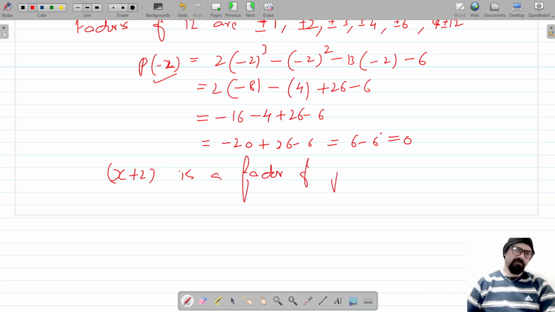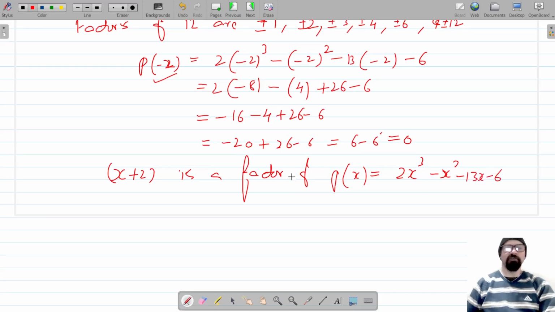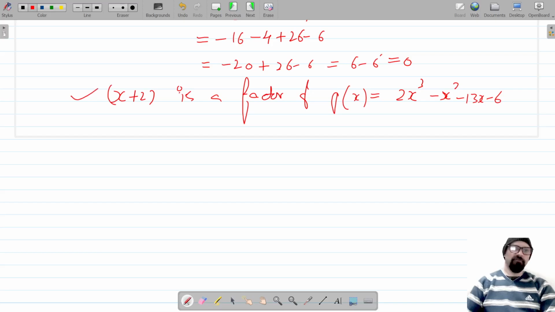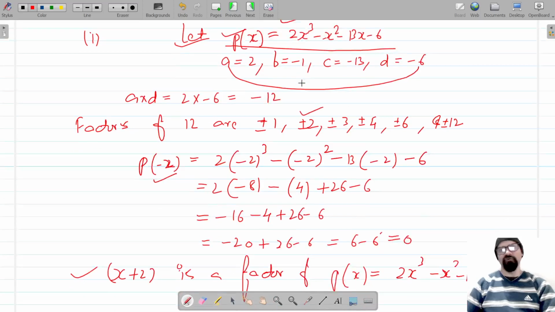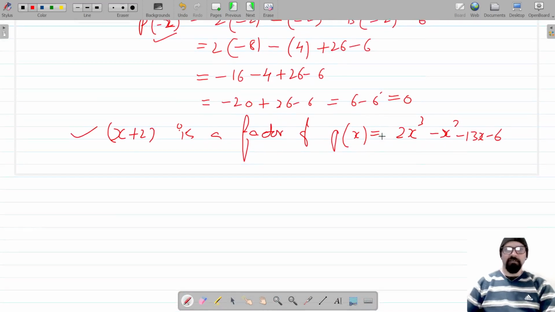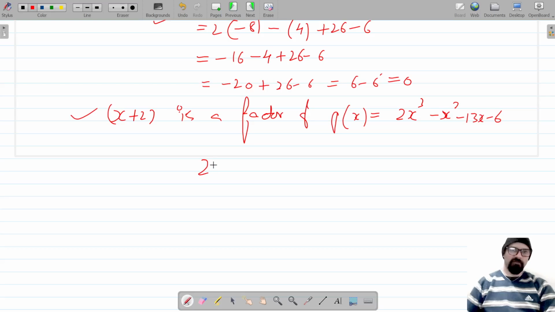is a factor of p of x, which is equal to 2x cubed minus x squared minus 13x minus 6. Let's find out the others. We have got one factor, and it must have at most three factors. To find the other factors, we are going to divide this polynomial by the long division method with the first factor, that is x plus 2.